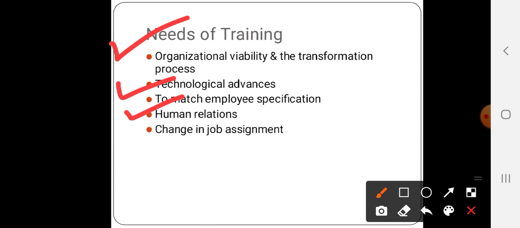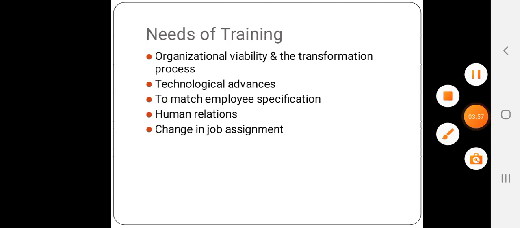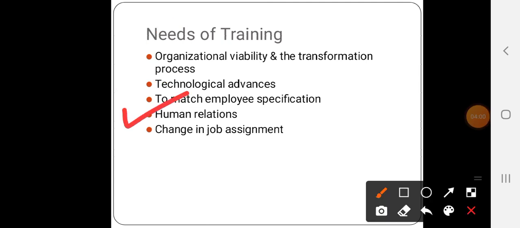It may happen that you want a legal advisor for your organization and you have recruited an advocate. It's not always that he is a professional advocate so he can directly handle all the things. No, even that person needs training, because that person is new to the organization, new to organization policies, rules and regulations, so all these things need to be taught to that particular person. So next is human relations.